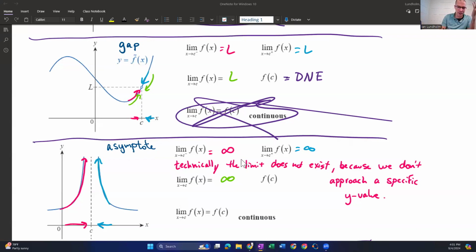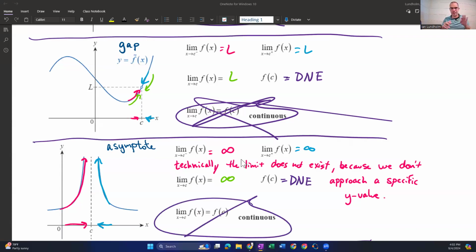F of c here does not exist. That's off at infinity. It's not any real number. And since neither one of these really exist, this is definitely not continuous. That limit does not equal f of c.